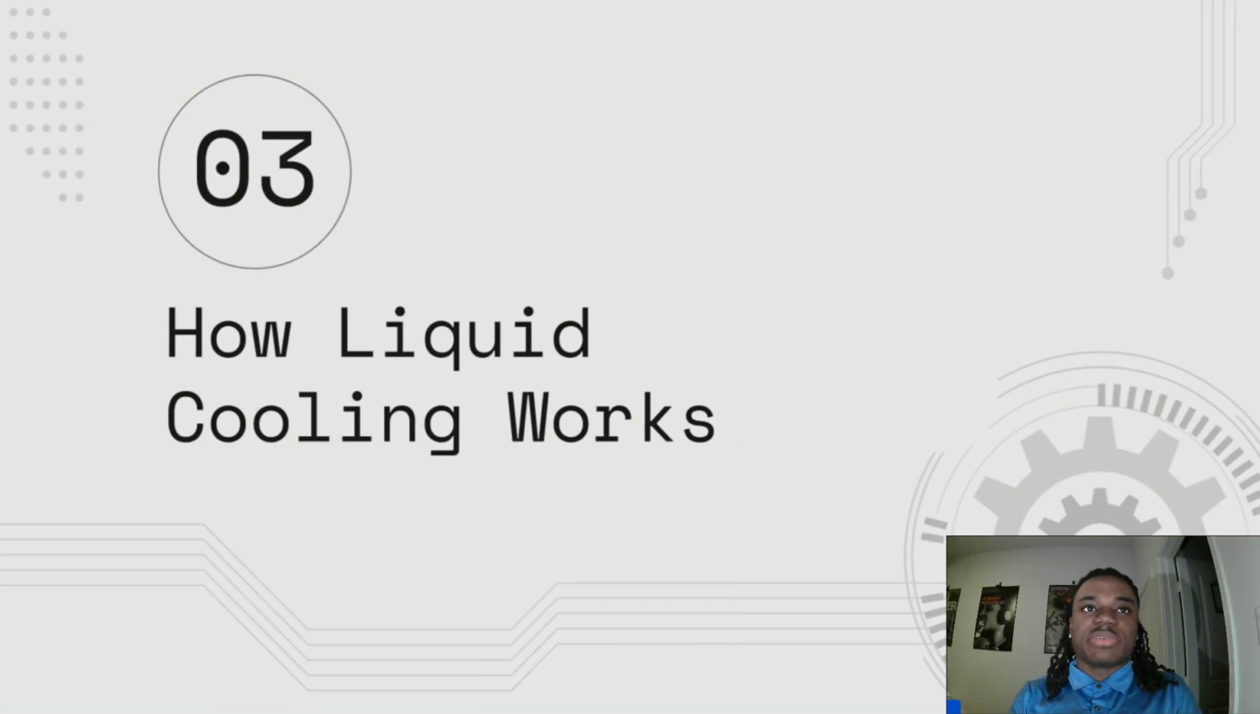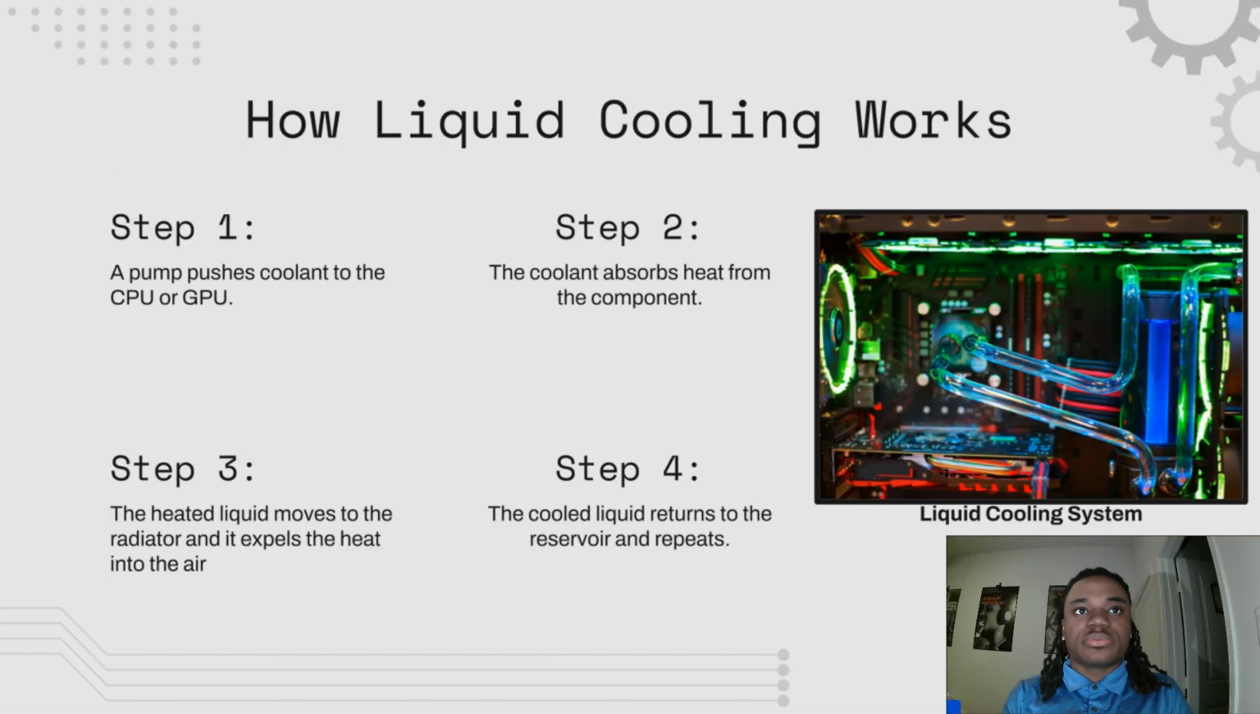And this is just a quick explanation of how liquid cooling works. Liquid cooling works very differently. It uses coolant instead of air to absorb and move heat away from components. A pump pushes the liquid to the hottest parts, usually the CPU or GPU. The liquid absorbs the heat, then moves to the radiator where fans release the heat into the air. Once cooled, the liquid flows back into the reservoir and starts the cycle again. This setup is similar to how cooling works in a car engine and is designed to move heat much more efficiently.